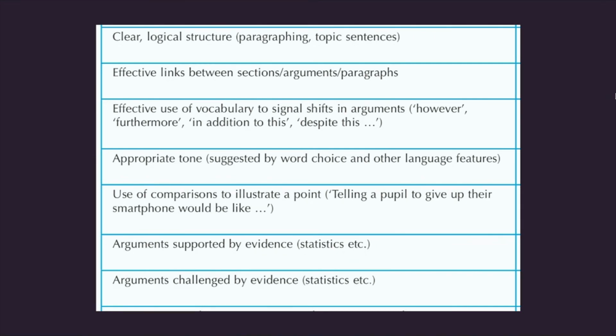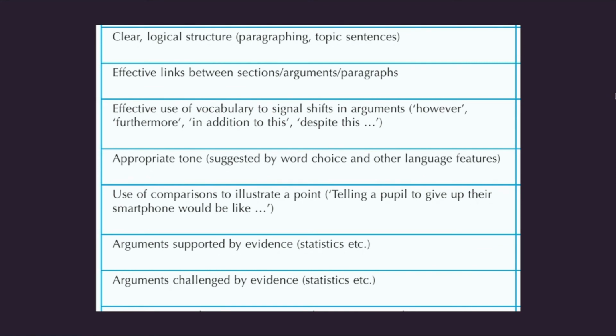Use comparisons to illustrate a point. So you can use imagery, you can use similes and metaphors. Telling a pupil to give up their smartphone would be like, well, you can complete that simile yourself. But don't overdo it. There doesn't need to be a simile or a metaphor in every paragraph, but maybe one or two in your essay would bring your writing to life.